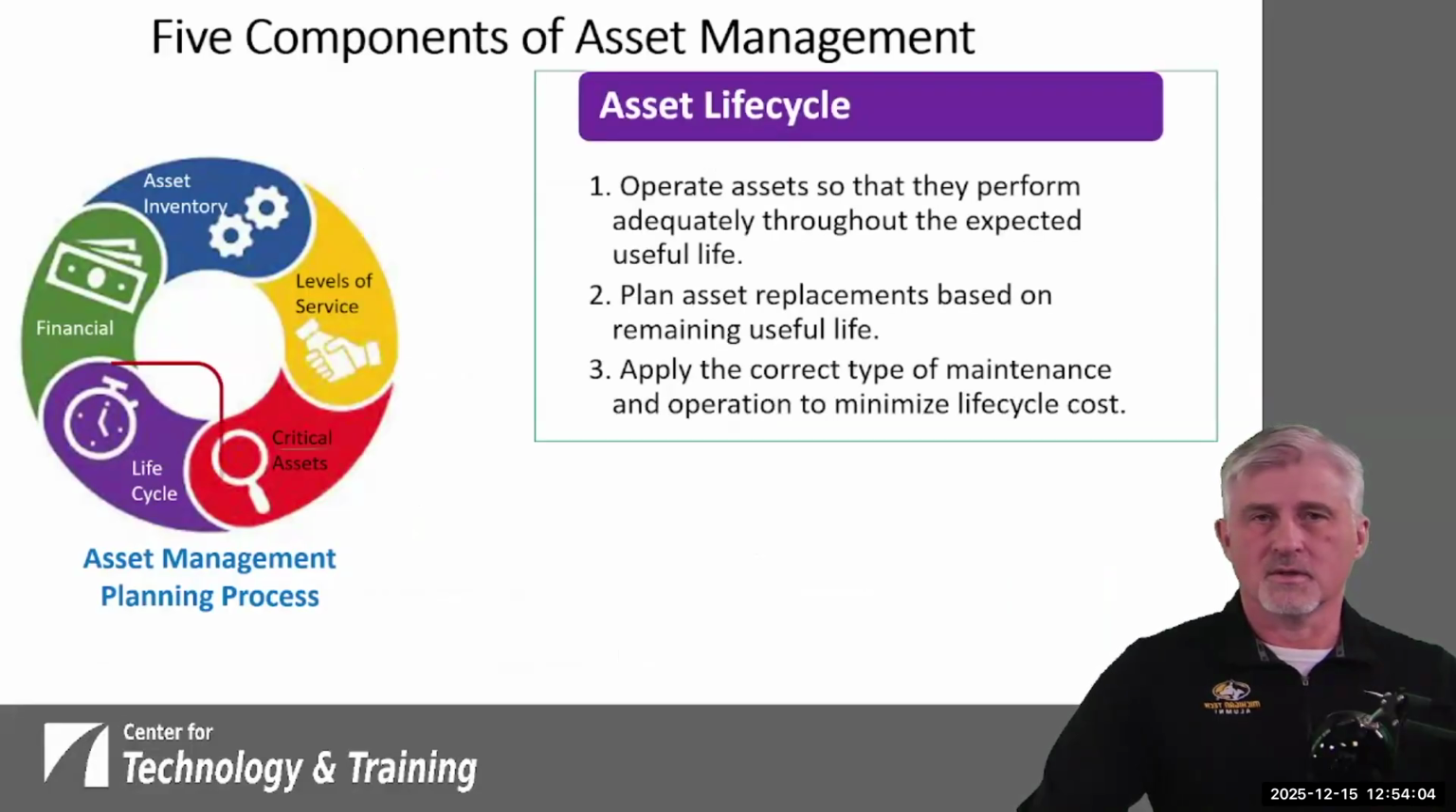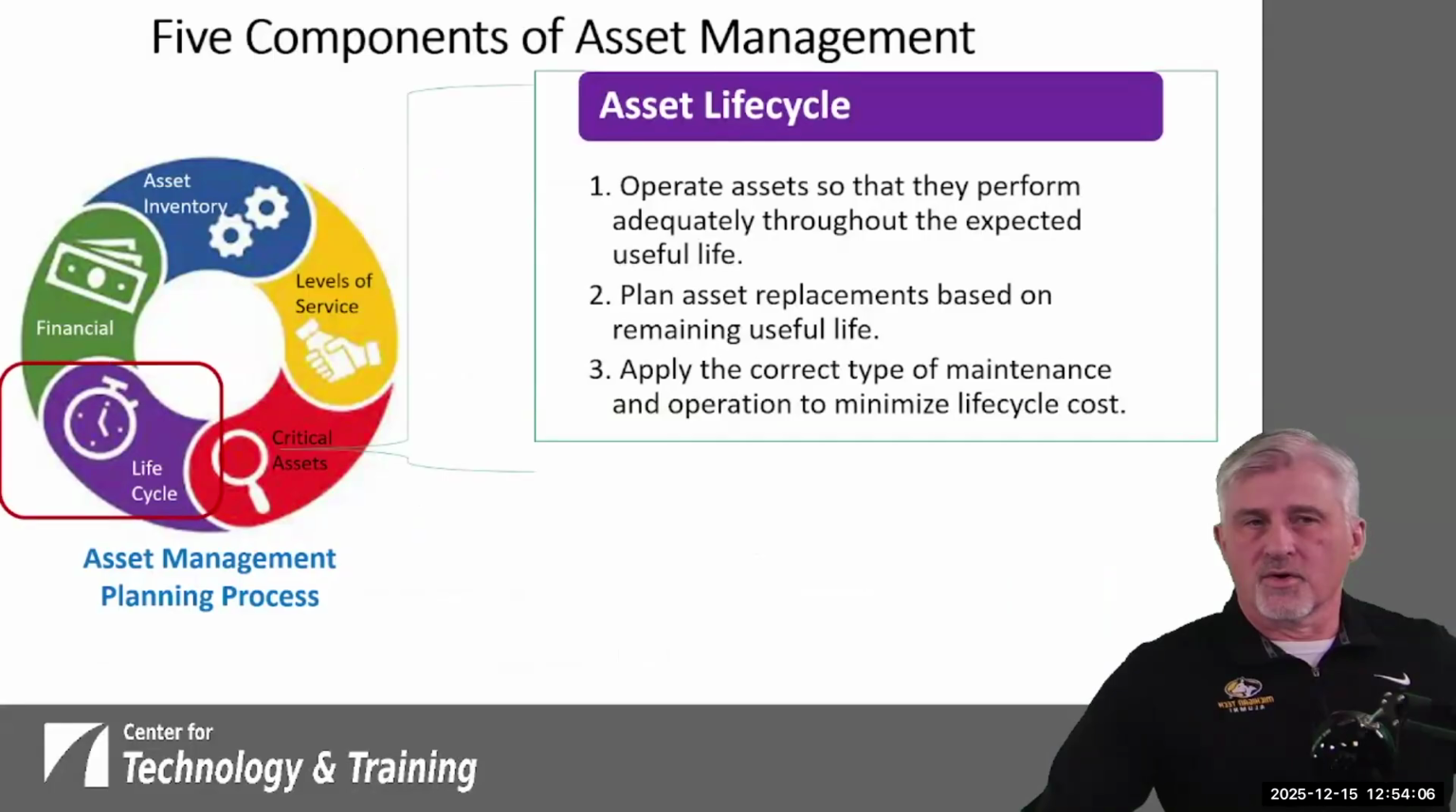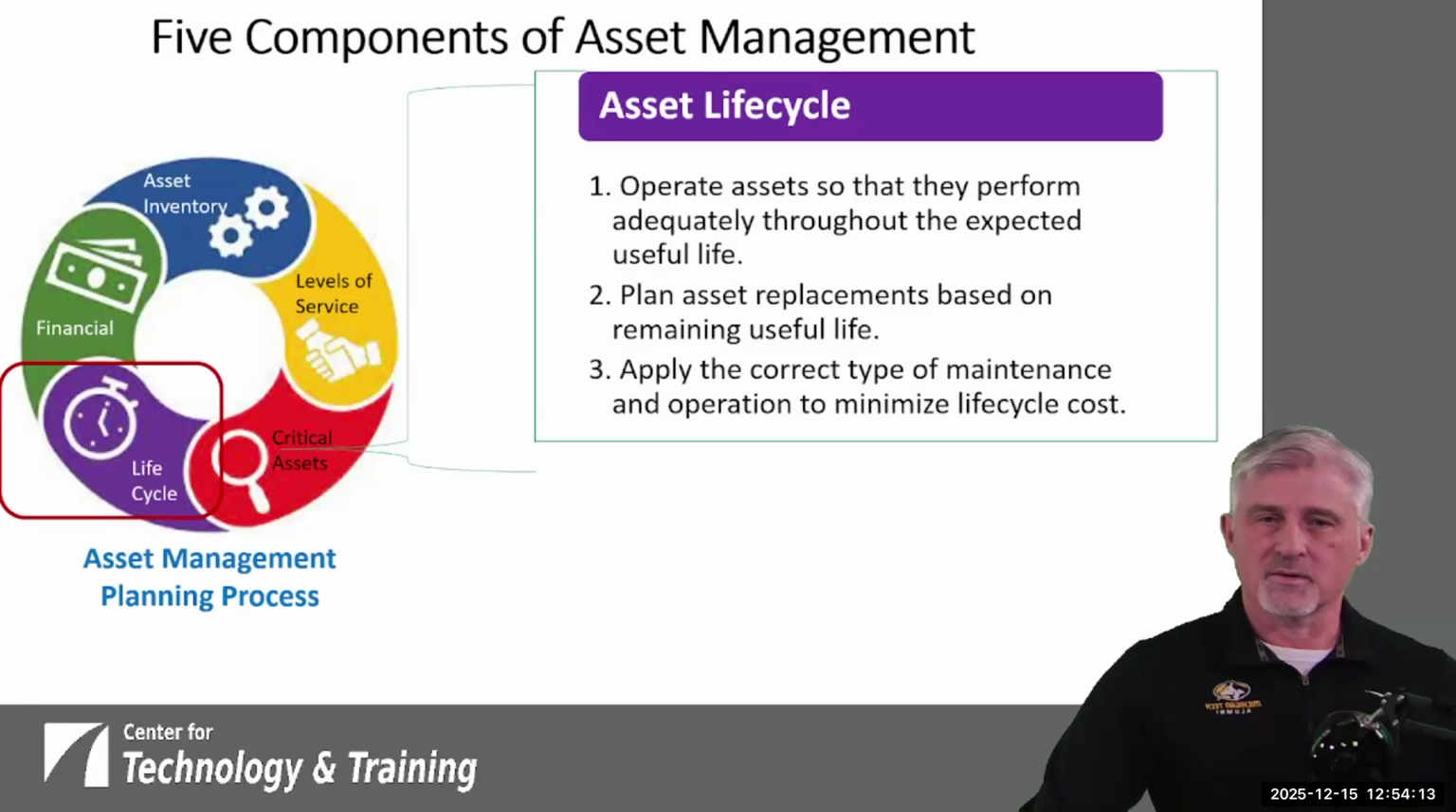So the third of our 5 components is asset life cycle. We want to operate those assets so that they perform well enough, or as expected, throughout their entire useful life. We want to plan their replacement based off their remaining useful life, and we want to apply the correct type of maintenance and operation to minimize the cost of that asset over its life cycle.